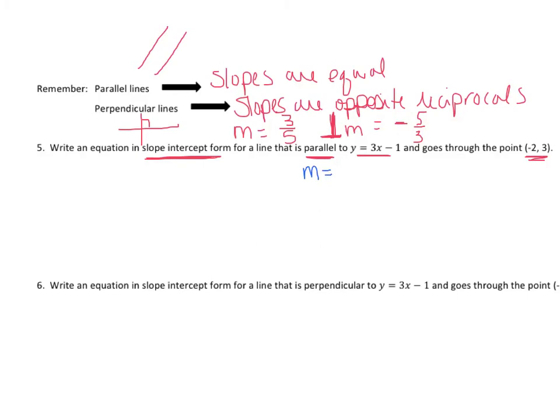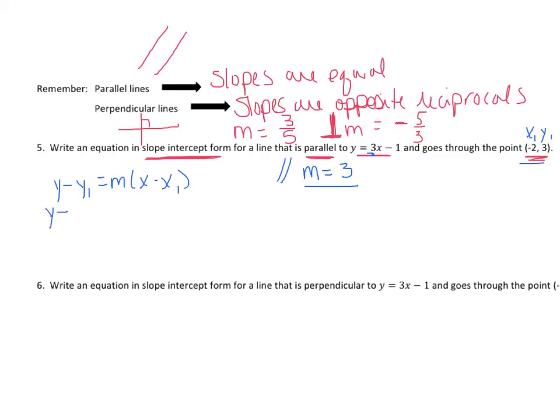So the slope of this line, y equals 3x minus 1, is the 3, and so the parallel slope would be the same, 3. So I'm going to write a little parallel out beside it. And then we have a point, so we could call this x1 and y1, and since we have a slope and a point, then now we can use our point slope form. So we've got y minus y1 equals m times x minus x1.